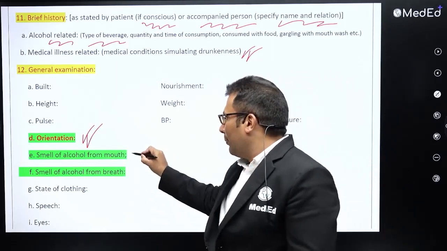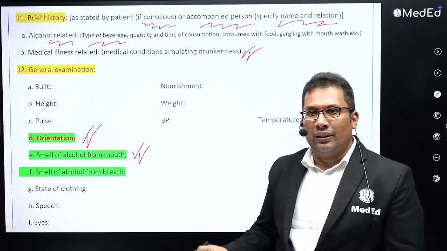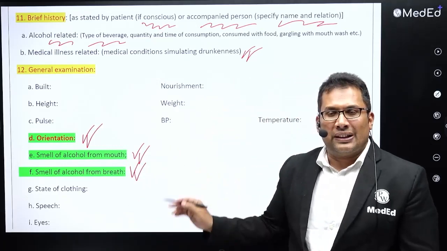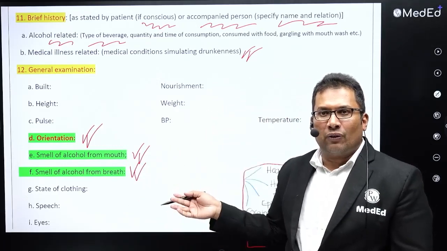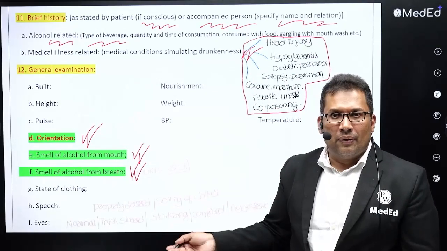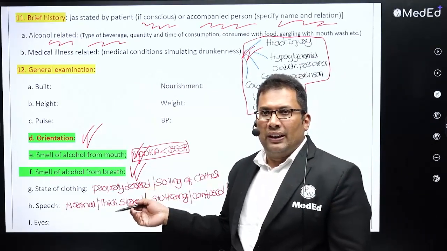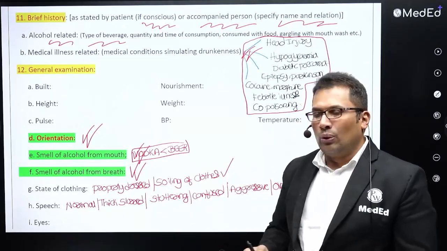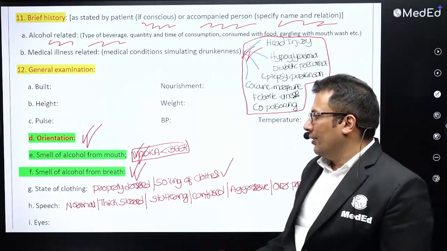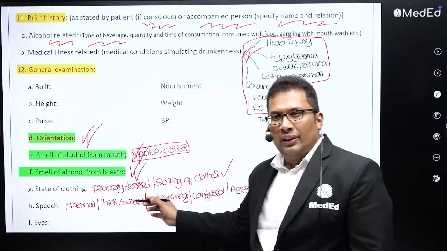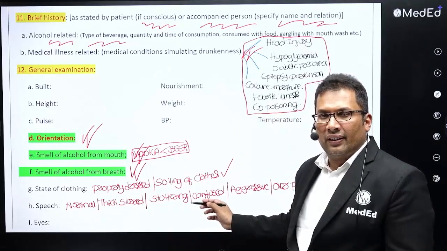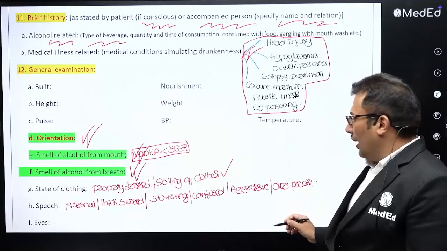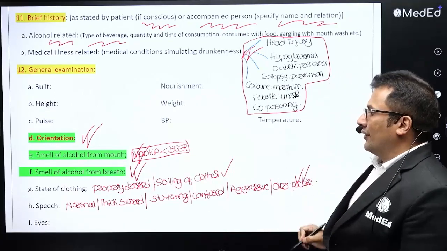Smell of alcohol from the mouth. The important point: the smell of alcohol from breath, present or absent. State of clothing. Whether he is properly dressed or whether there is soiling of the clothes. Speech. Whether normal speech, thick slurred speech, stuttering speech, confused, aggressive, or over precise.